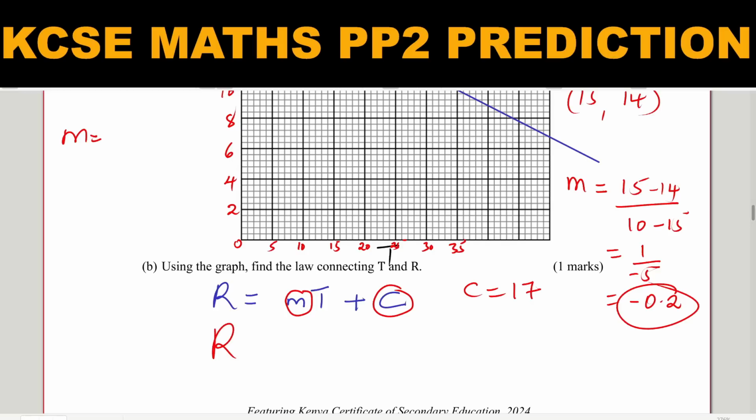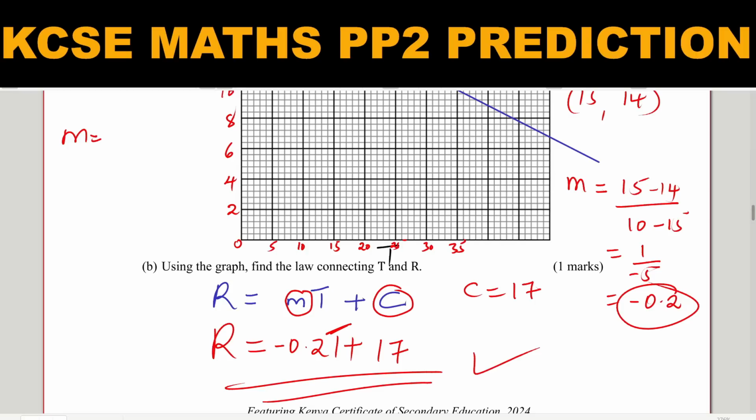Therefore, the law connecting T and R is R equals M, negative 0.2, T, plus the y-intercept. So that is the law connecting T and R.